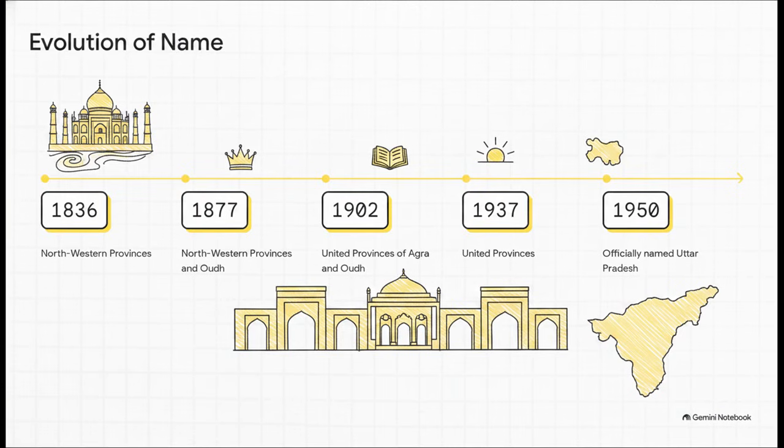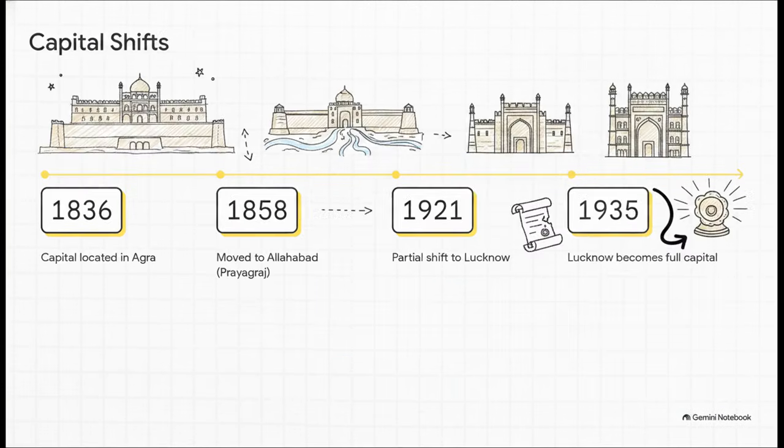on January 24, 1950. And you know, the seat of power didn't exactly stay in one place either. In 1836, the capital was stationed in Agra. Then, following some massive historical shifts in 1858, it moved over to Allahabad, which is present-day Prayagraj. By 1921, there was a partial shift to Lucknow, and then Lucknow finally became the full permanent capital in 1935.